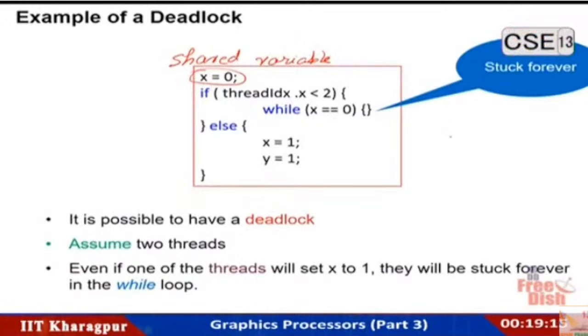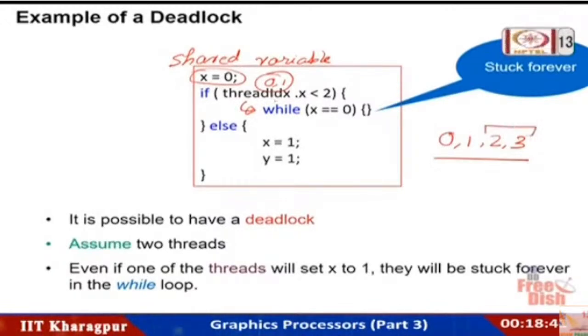Then assume that we have 4 threads, 0, 1, 2, and 3. For the first 2 threads, you will find that threadIdx.x is less than 2. Why? Because it is 0 and 1. So this x and this x are different. This is the x coordinate of the thread index, and this is a shared variable. So threads 0 and 1 will enter this if statement. And because they are entering, the other 2 threads, threads 2 and 3, will also enter.